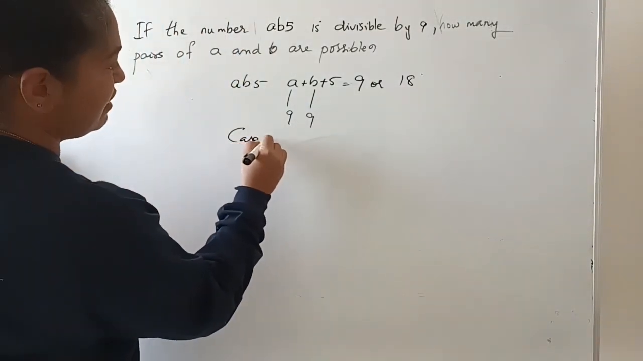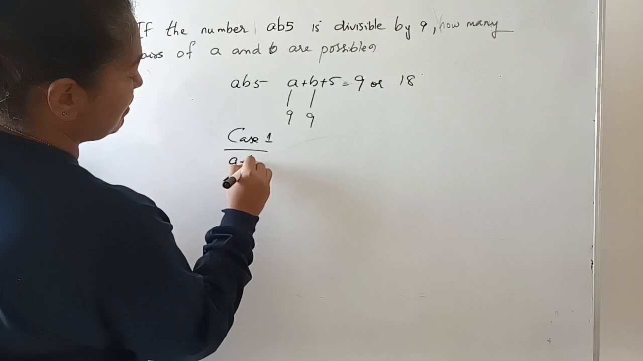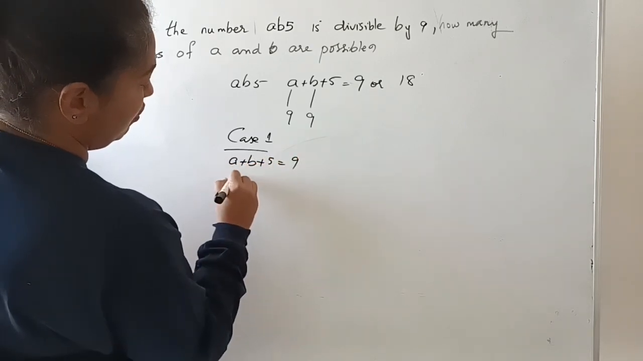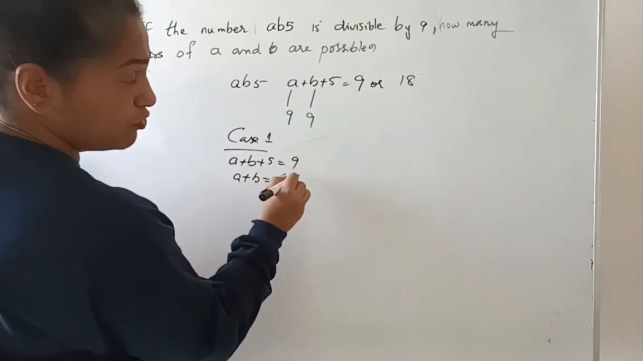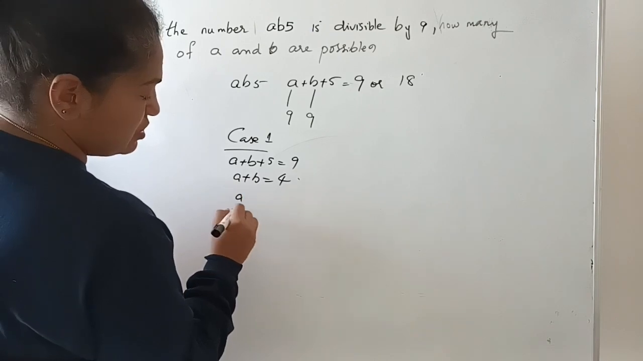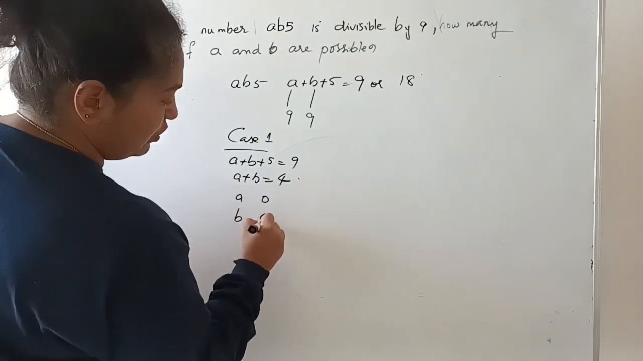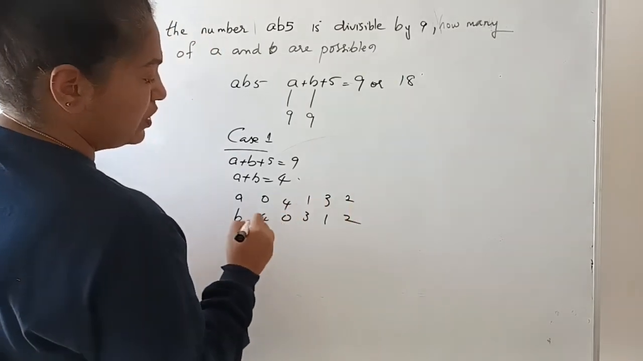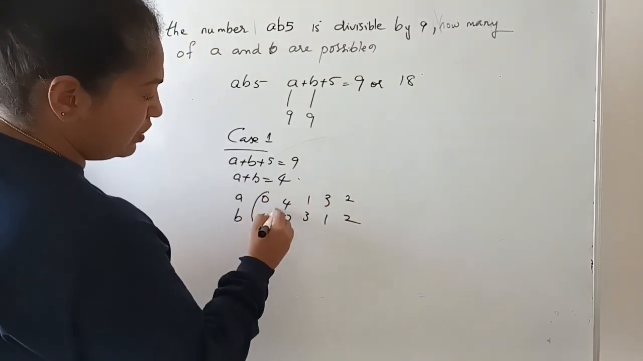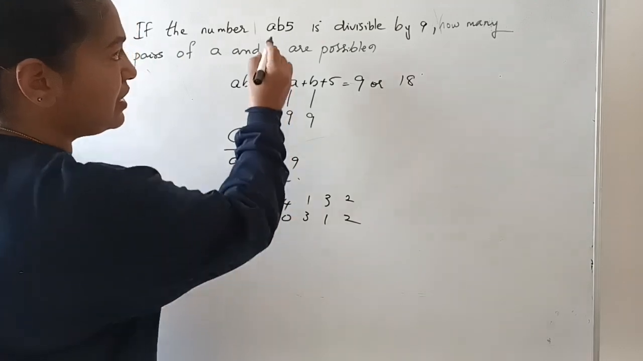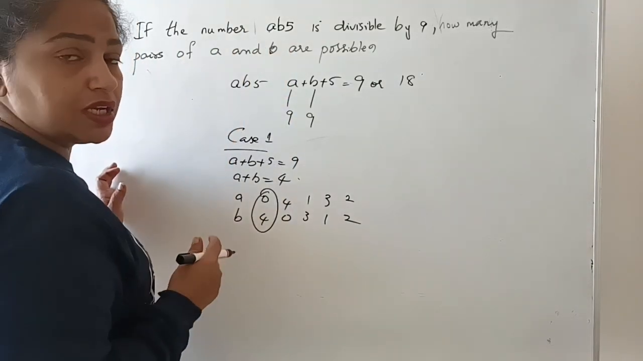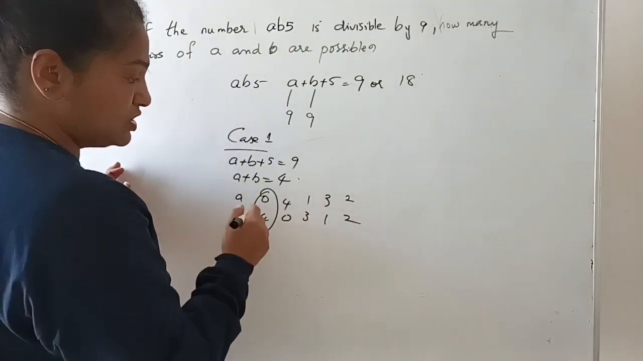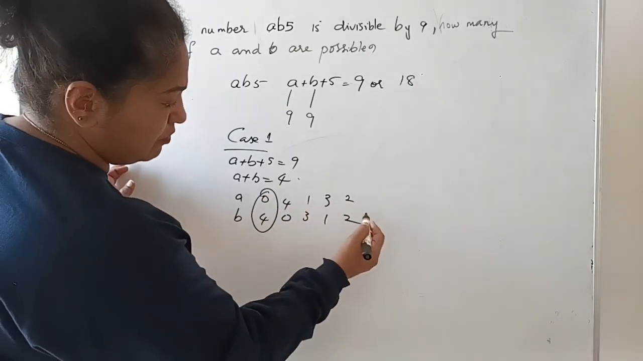Case 1, A plus B plus 5 is equal to 9, or A plus B is equal to 4. So what are the combinations of A and B that I can have? 0, 4, 4, 0, 1, 3, 3, 1, 2, 2. Now you know that 0, 4 is not possible, the reason being the first digit cannot be a 0. It becomes a 2-digit number. So this is not possible. So these are my remaining possibilities.